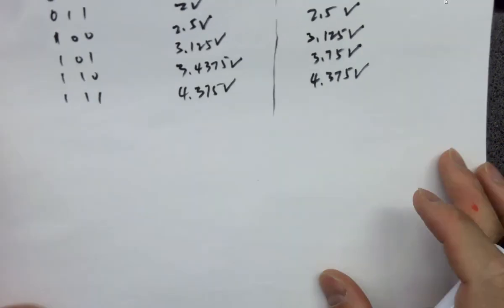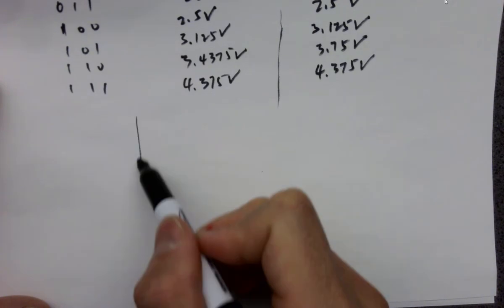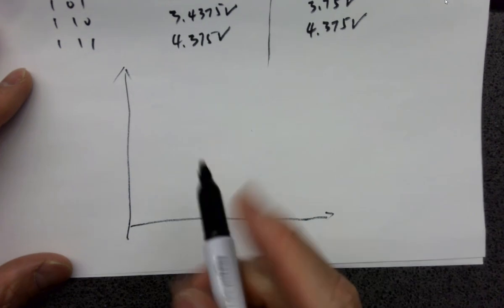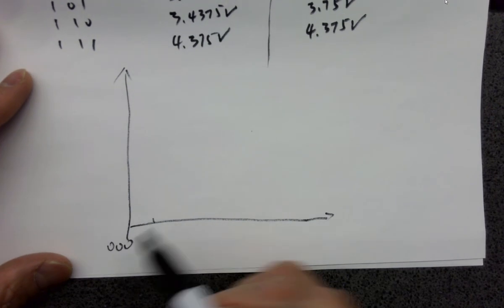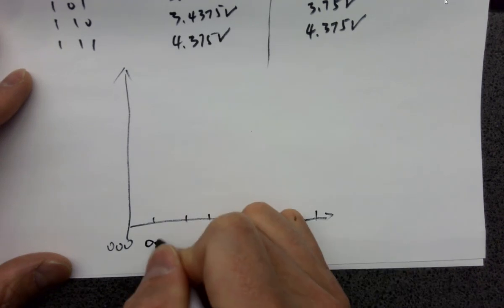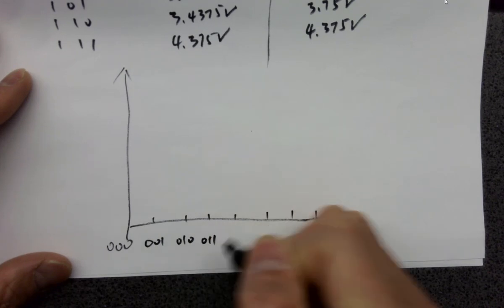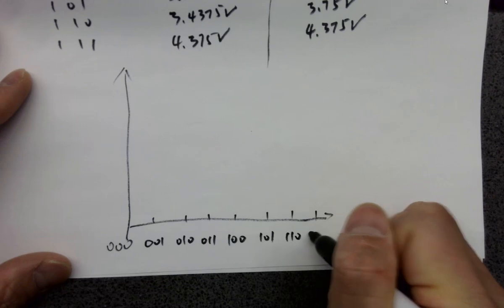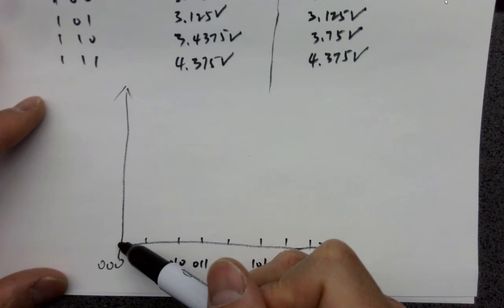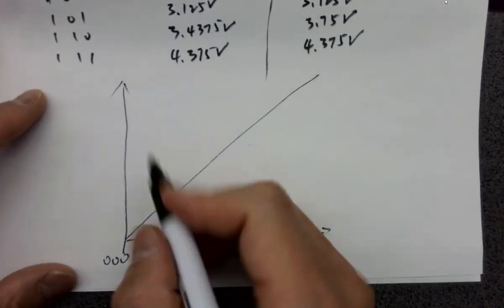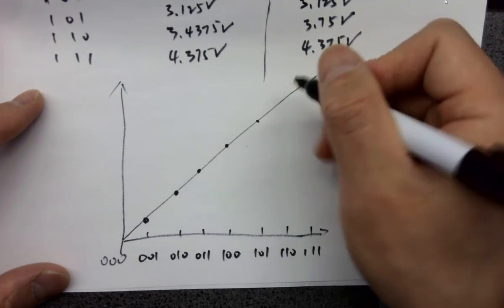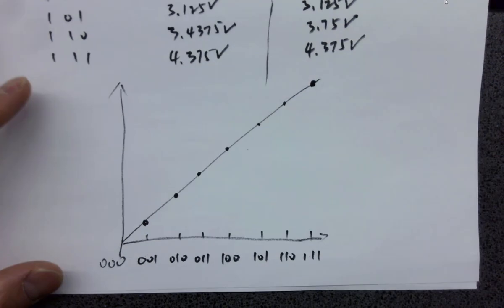Okay, and when you plot it, these are the digital inputs: 000, 001, 010, 011, 100, 101, 110, 111. So ideally, it should be a linear curve like this for the output. Everything should fall on the ideal curve like this. That won't be the case, but ideally it should be like this.